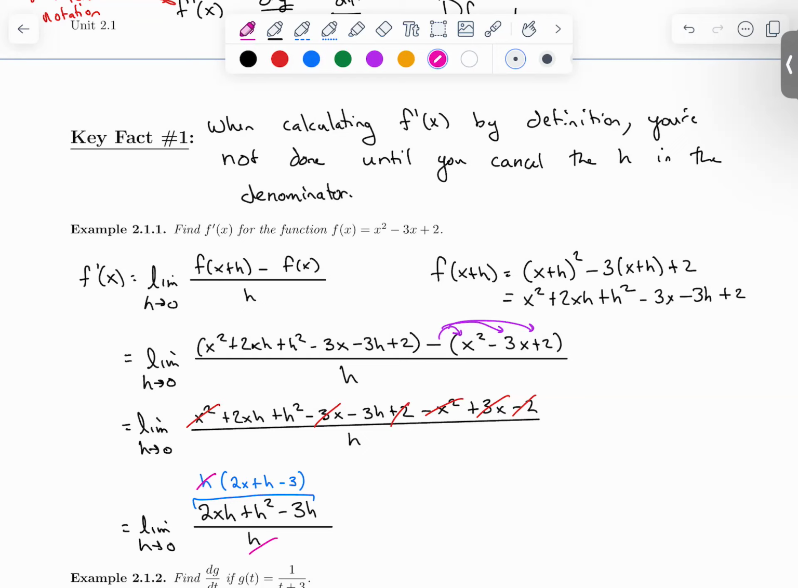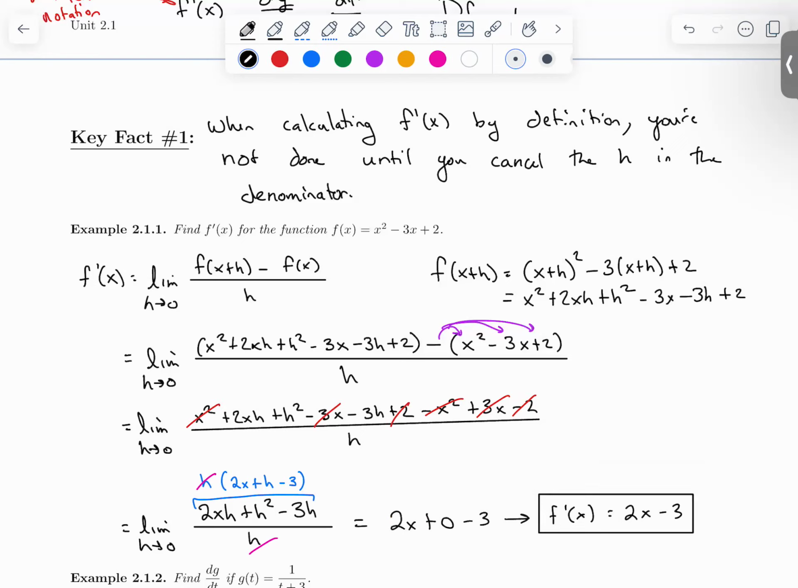Now that we've gotten rid of that h in the denominator, we can take the limit, so we're going to drop the limit sign and plug in h equals 0. So this will be equal to 2x plus 0 minus 3, or preferably f prime of x is equal to 2x minus 3. We just calculated our first ever derivative. Plugging the limit to simplify the difference quotient to get the derivative.